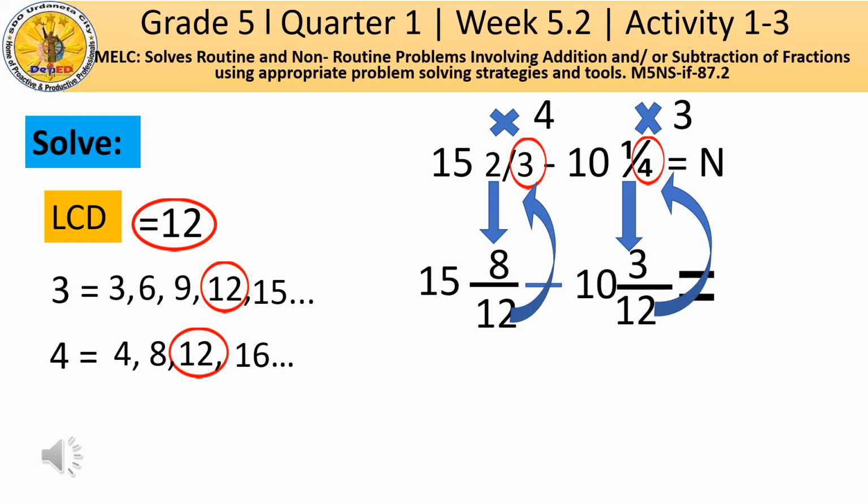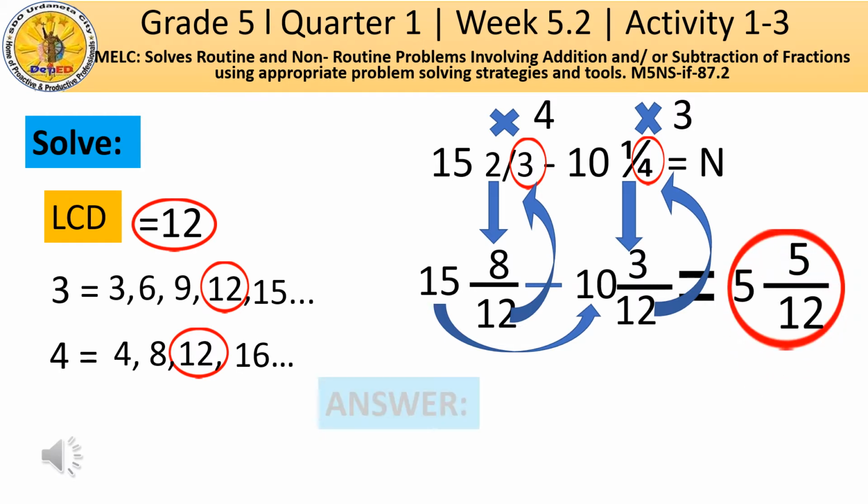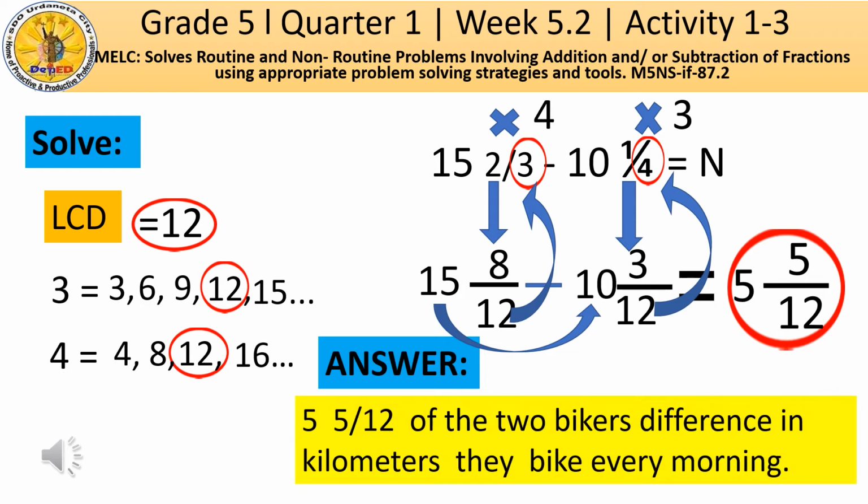Then let us subtract. We will subtract the whole numbers first. So 15 minus 10 is 5. Then let us subtract the numerators. So 8 minus 3 is 5. Then for the denominator, 12 and 12, copy 12, or rewrite the same denominator as 12. Therefore, the final answer is 5 and 5/12 kilometers, the difference of the two bikers in kilometers they bike every morning.